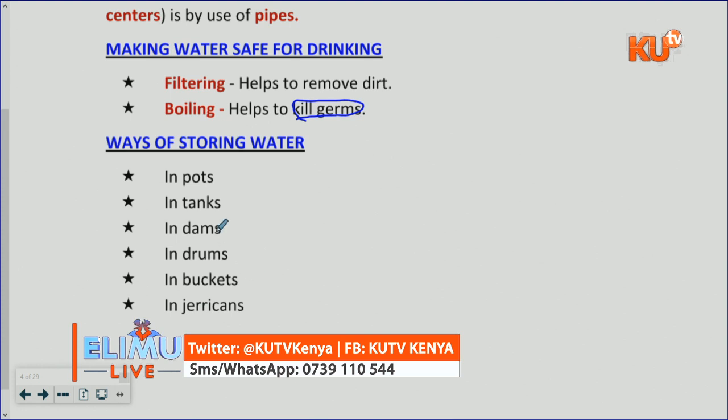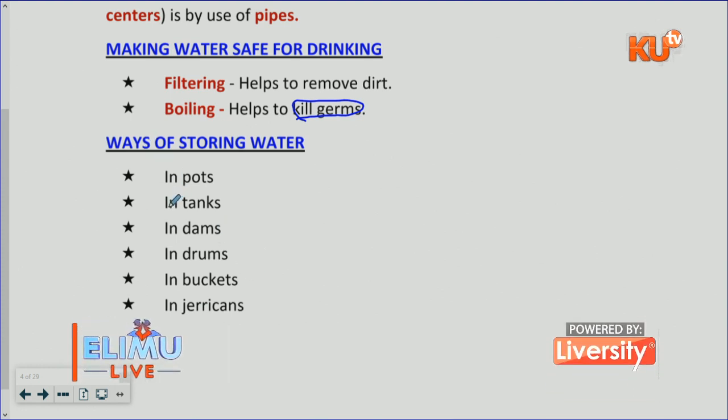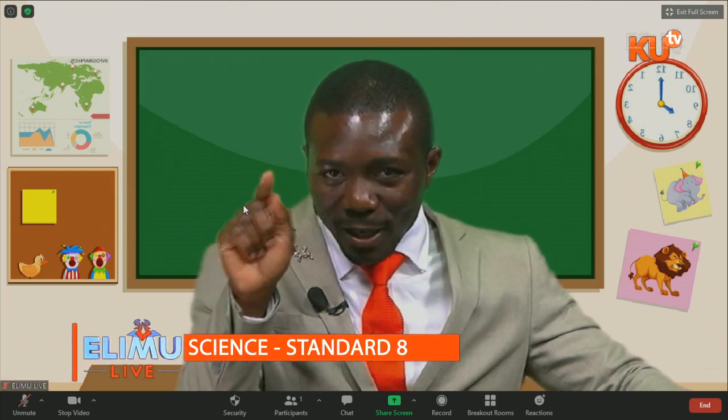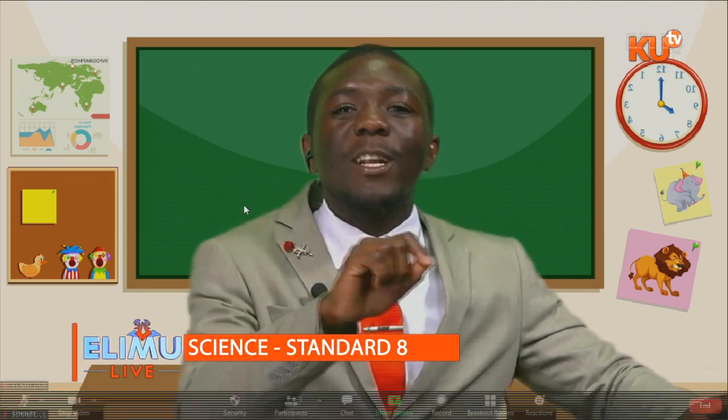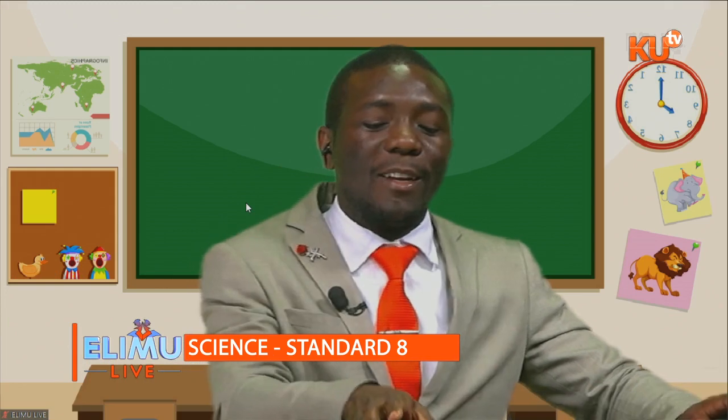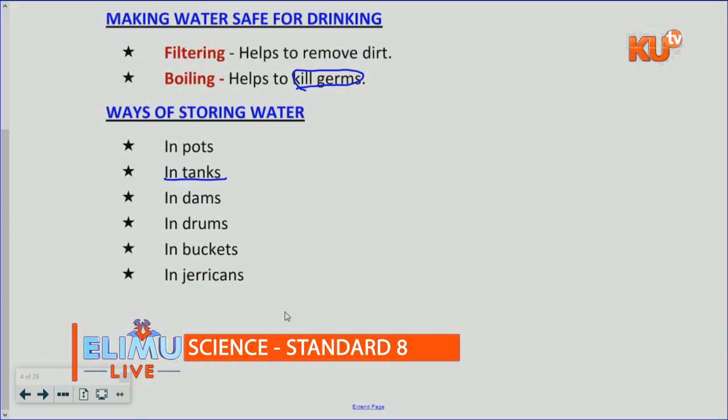There is a key thing I want to underline there. Ways of storing water, number 2, I said in tanks. Water can be stored in tanks, but we cannot store water in a tanker. So a water tanker is used to transport water, but tanks are used to store water. So if it has got an ER, that one is for transporting. If it is just a tank, that one is for storing water. And then I've said jerry cans, then buckets. Correct. So these are the main ways that we use to store water.